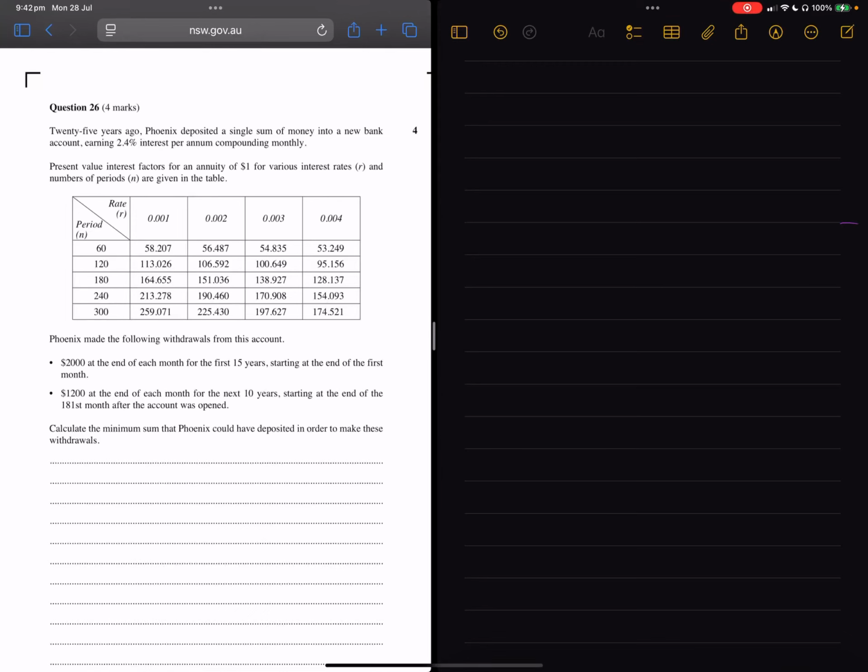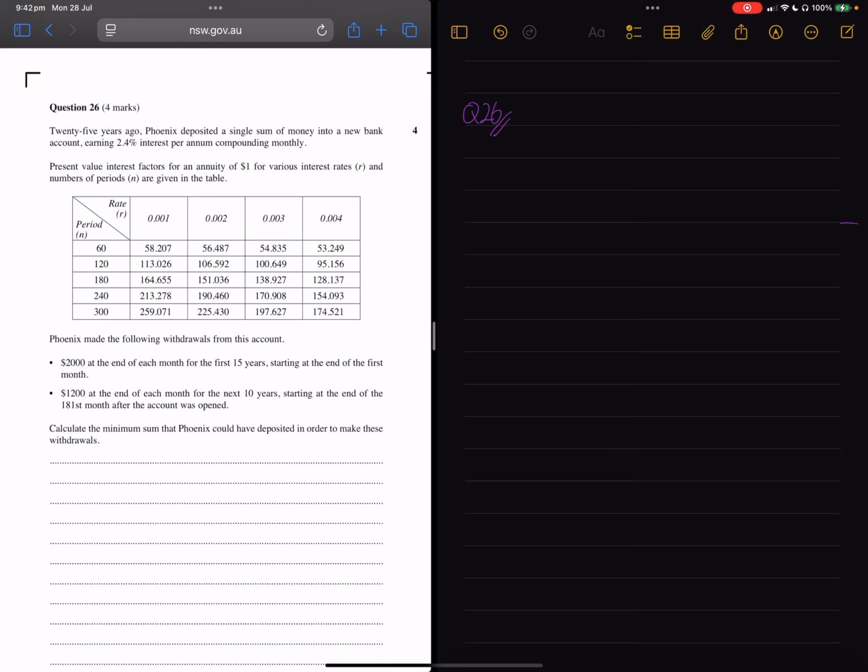All right, so let's take a look at question 26 from the Advanced Maths 2024 paper. This is also question 41 in the Standard 2 paper. We are told 25 years ago, Phoenix deposited a sum of money into a new bank account earning 2.4% interest per annum compound monthly.